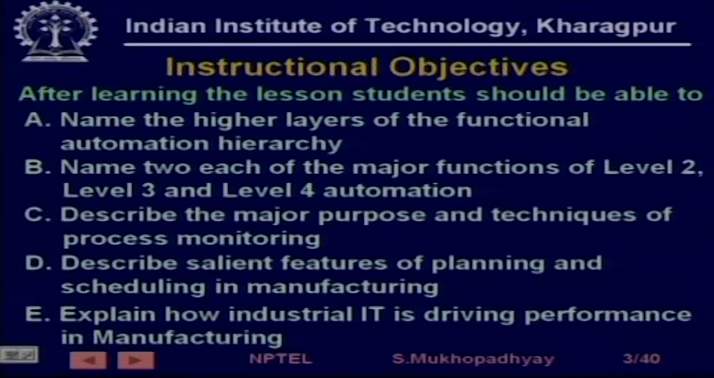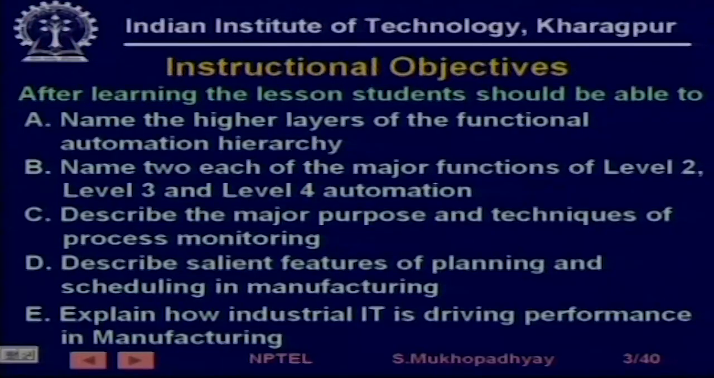So, students should be able to talk about what is process monitoring, how it is done, why it is important. Then planning and scheduling, what is planning and scheduling, and how, in the overall automated factory, industrial information technology plays a role in coordinating, integrating these complex operations for squeezing out performance, getting productivity, efficiency to gain an edge of competitiveness in the market.